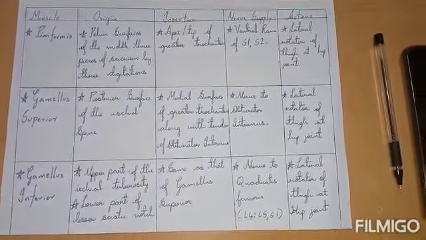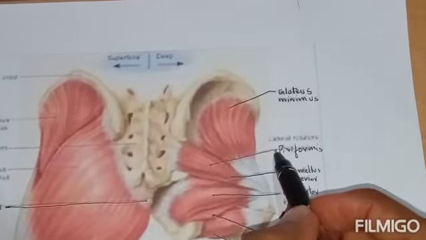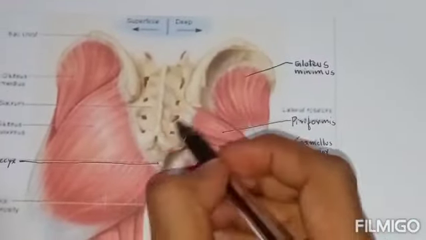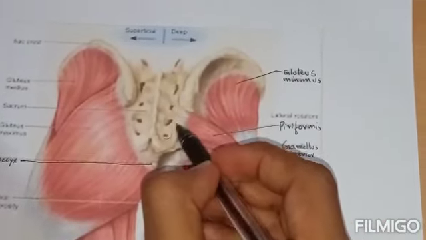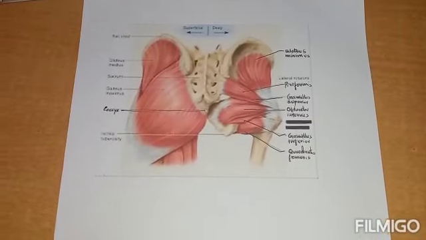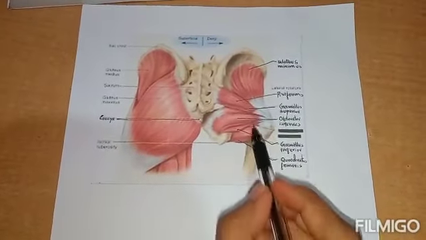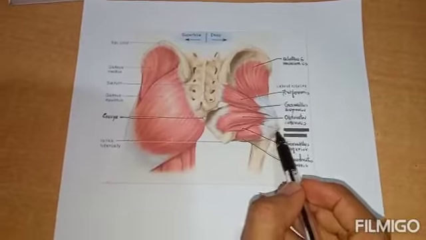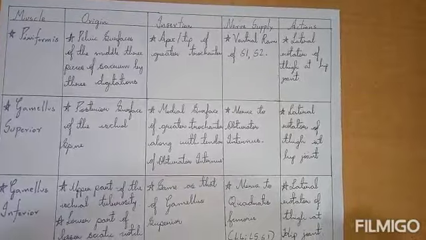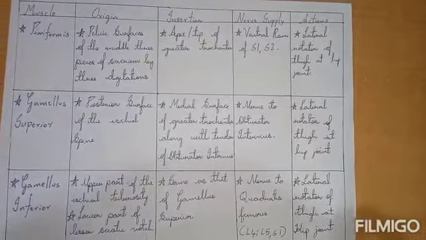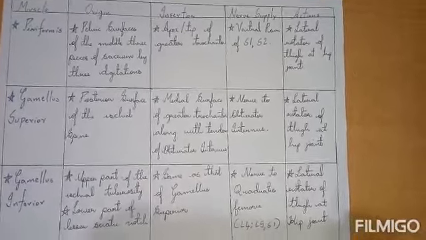Coming to the minor muscles, the first one is piriformis. This is the piriformis muscle. It originates from the pelvic surface of the sacrum of the middle three pieces by three digitations. Coming to the insertion, the rounded tendon of the piriformis is inserted into the apex of the greater trochanter of the femur. This piriformis muscle is innervated by ventral rami of S1 and S2, and its actions include lateral rotation of thigh at hip joint.